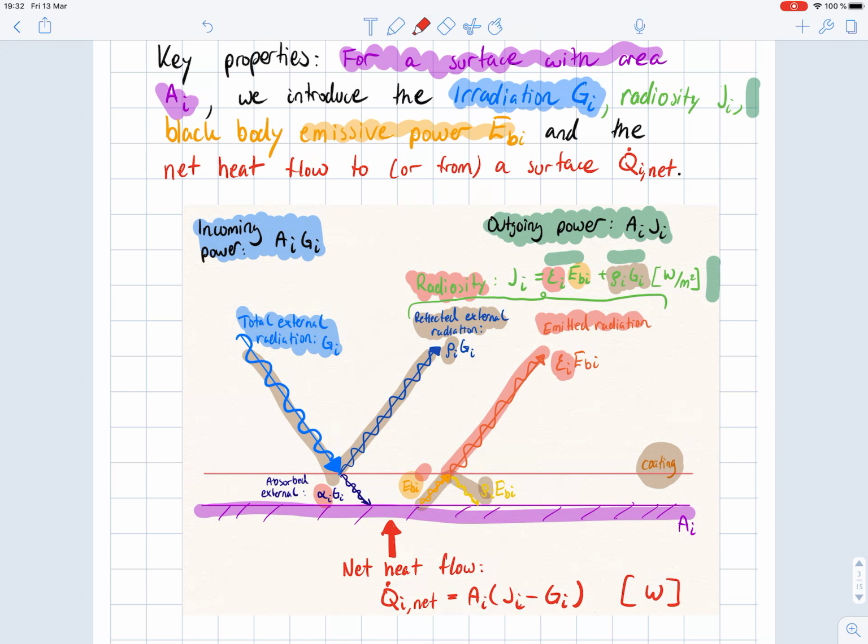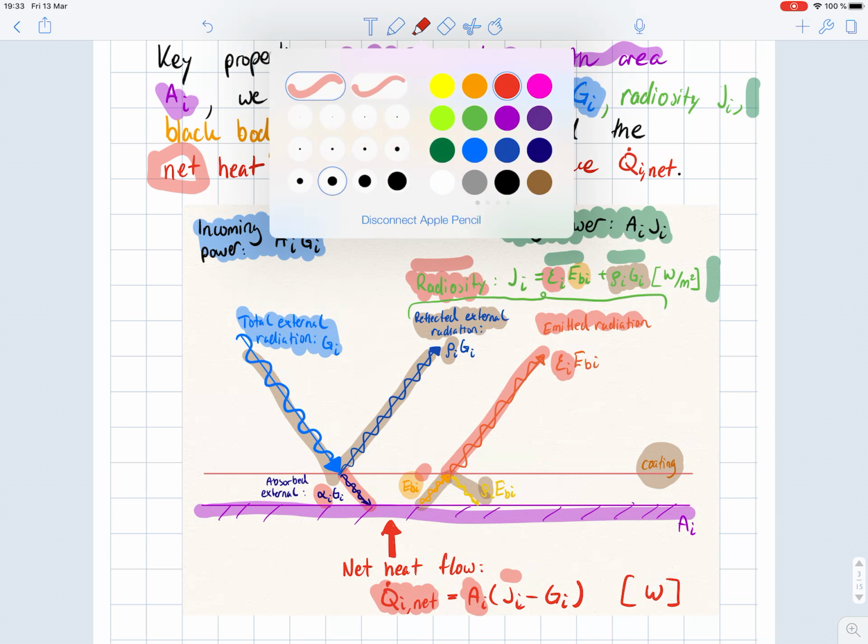So some of the incoming radiation is absorbed, the other part is reflected, as we have already seen. We can also define a net heat flow to this, or from this surface actually, depending on the sign. The net heat flow is given as the area, of course, multiplied then with the radiosity, which we have here, and the irradiation, which we have here.